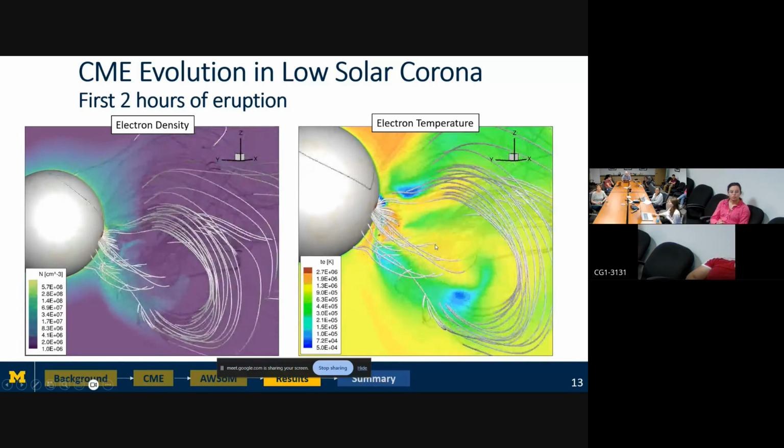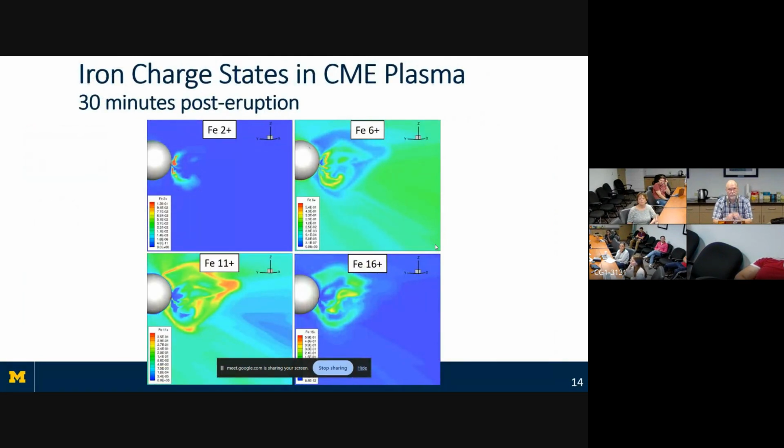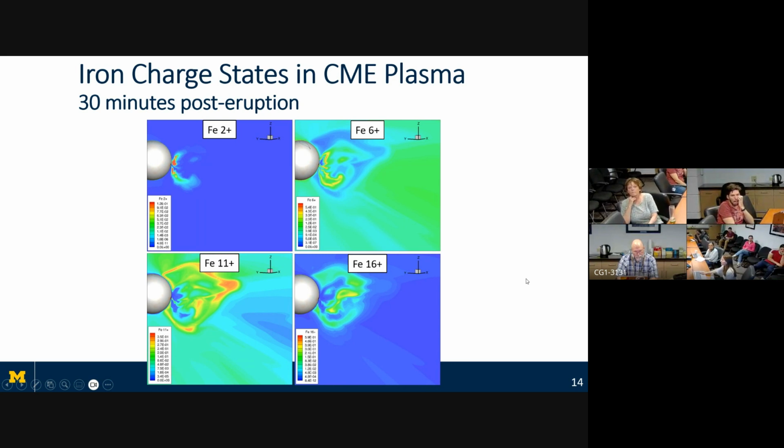So from that, we were like, okay, let's see how it looks with the iron charge states. So here's just a snapshot because I wanted to point a few things out. This is a snapshot at 30 minutes post-eruption of 4 different ions. And so we have the iron 2+, 6+, 11+, and 16+ charge states. And you can see the 2+ is our coldest, would be coming from our coldest prominence material, our densest material. So that is our prominence material.